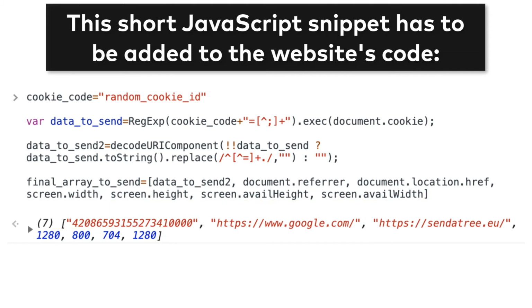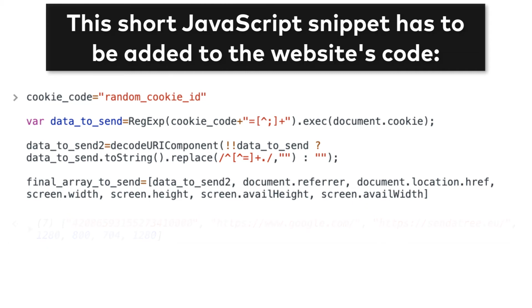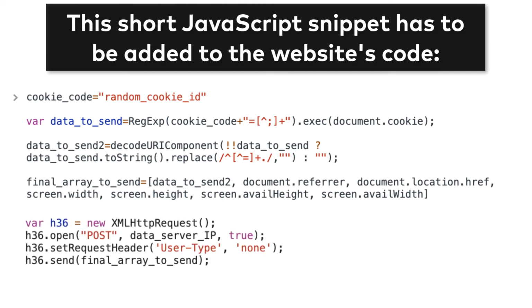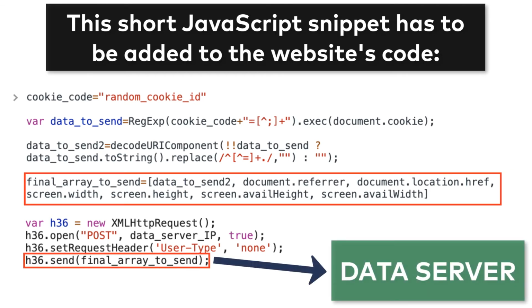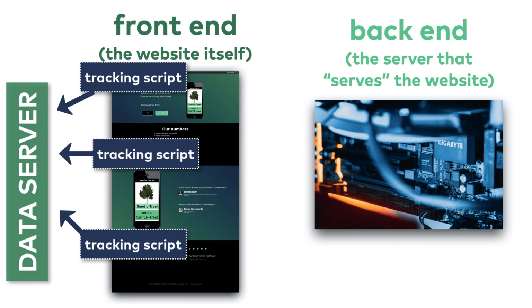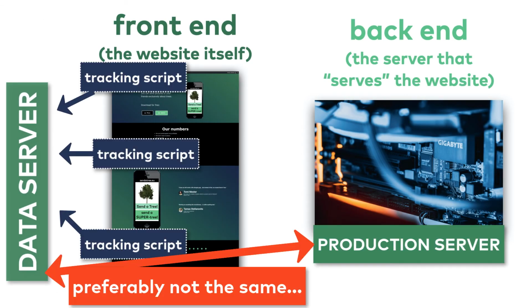Of course, this list can be much longer if you had everything that I showed you before, but it's all pushed into an array called final_array_2_send, and it only needs one final touch, an XMLHttpRequest. This request sends the data in this array to a data server where it can be stored and analyzed. By the way, this server is usually not the same server that serves the website. It's usually a separate data server, but the data will look something like this.